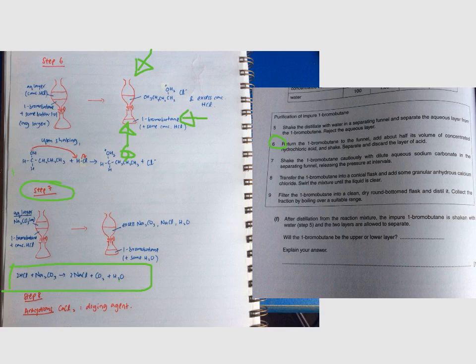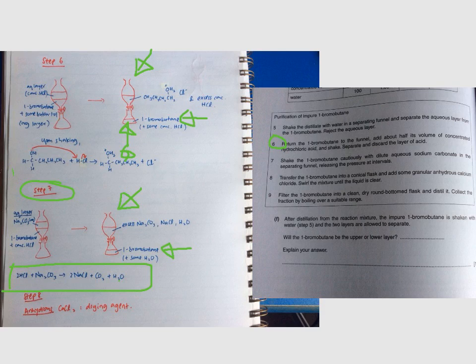And then after you open the tap and get the organic layer, you should be able to get the desired 1-bromobutane as the product only. However, there's a possibility of some water being present in the conical flask as well. We may not know.